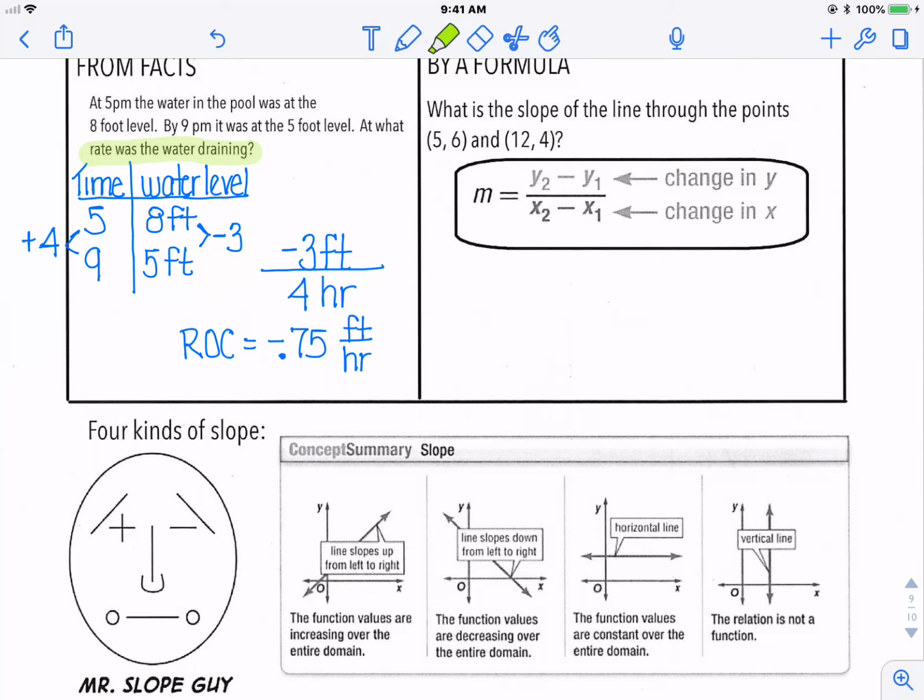And finally, by the formula. We'll use the formula more in the next few days, but the formula tells us how to calculate that rate of change that you've been calculating without a formula so far. It's saying you need to decide how far apart your y's are by subtracting them.